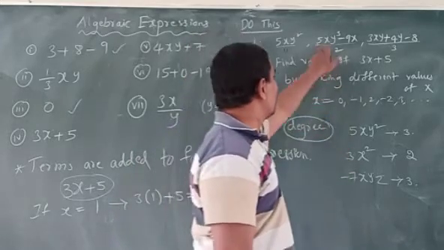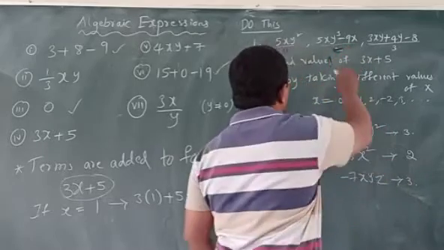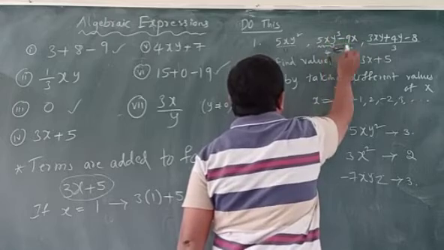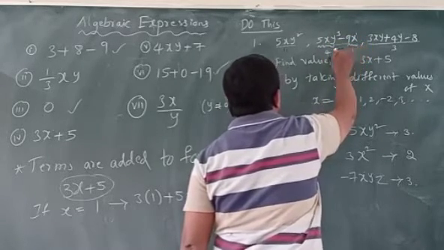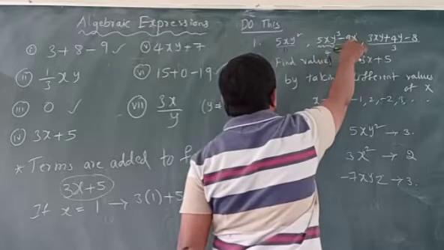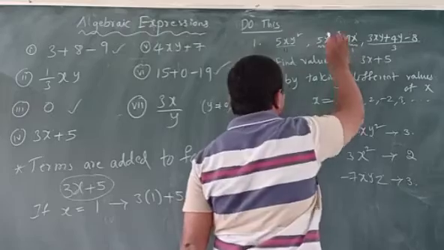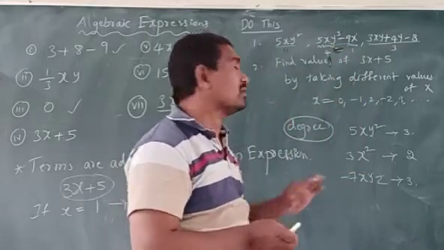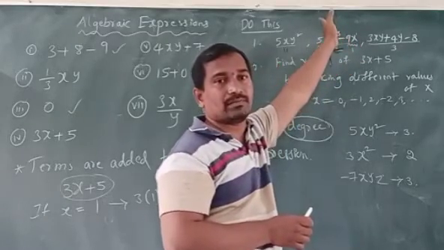See here, 5xy cube minus 9x. Here 5xy cube, degree 1 plus 3, 4. 9x, x power 1, degree 1. So what is the highest degree of the term in this algebraic expression? 4. 4 is the degree of this algebraic expression.